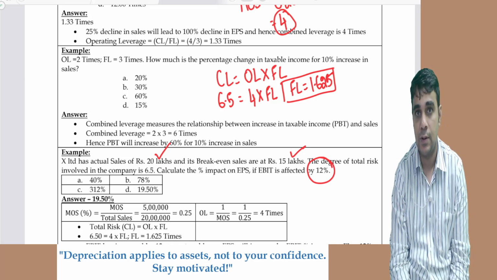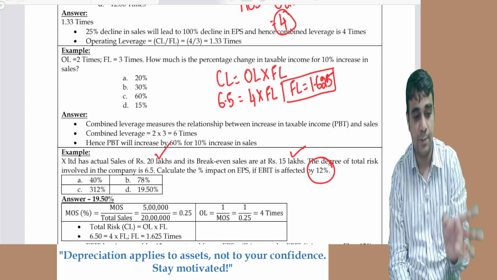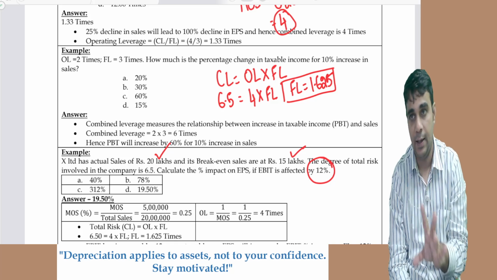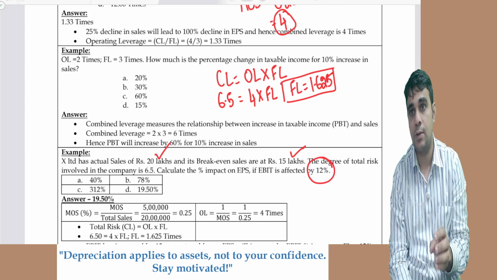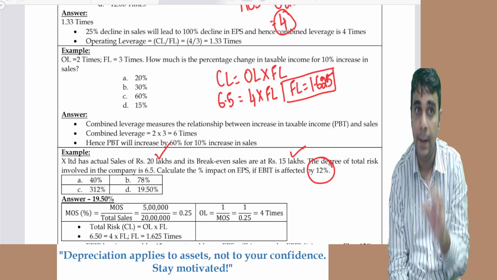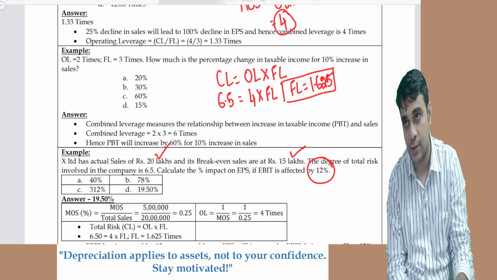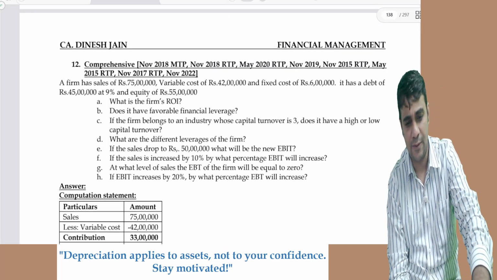Any doubts in this? Clear? These three terms I have explained here. One is business risk means operating leverage, financial risk means financial leverage, total risk means combined leverage, and OL has a formula called 1 by margin of safety. Any doubts on this? Let's do the next set of questions.